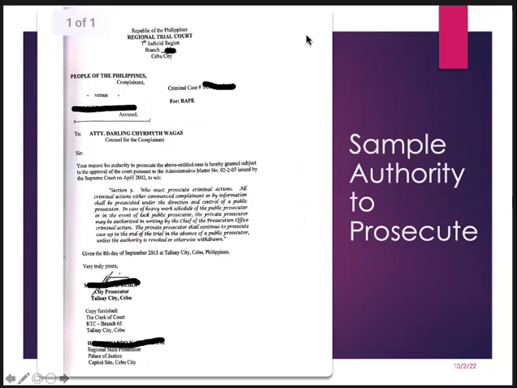Basically, we have here the caption of the case. We have the court where the case is lodged, and then the caption, People of the Philippines versus the accused, as this is a criminal case, the title of the case, and the criminal case number. Then it contains the authority given by the public prosecutor in the case, citing, of course, the provision in Section 5. So this is how an authority to prosecute looks like, just for you to have an idea.